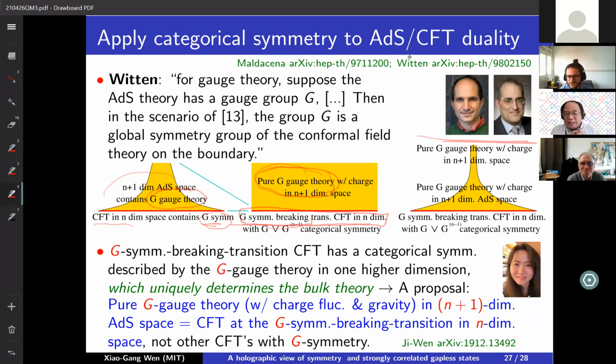Do we understand the AdS picture for the pure gauge theory? Just gravity plus a pure gauge theory, nothing else. Then this kind of AdS theory should correspond to a particular symmetry breaking CFT on the boundary. So that is the conjecture. You can say that from our picture I just described, we arrive at this kind of conjecture: a pure gauge theory in AdS space corresponds to a symmetry breaking CFT in one lower dimension.